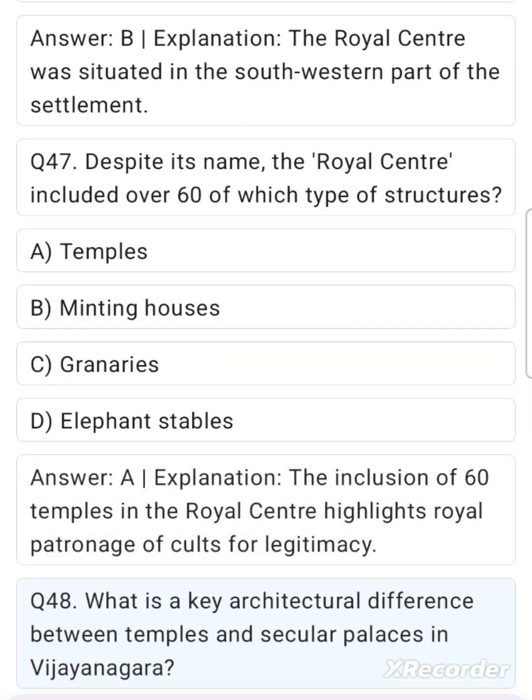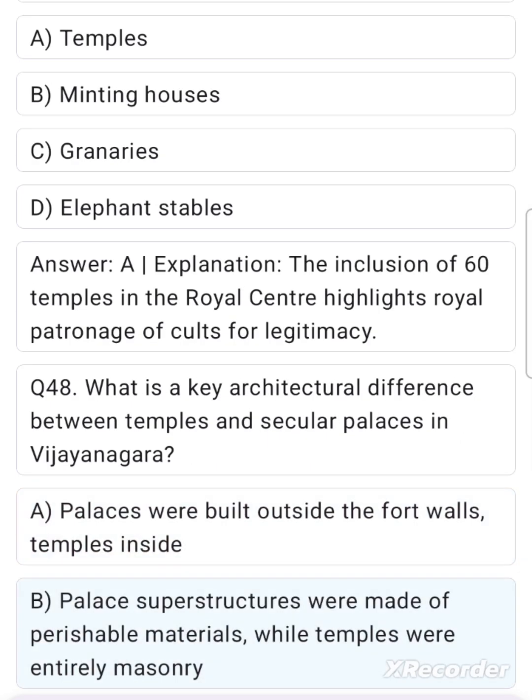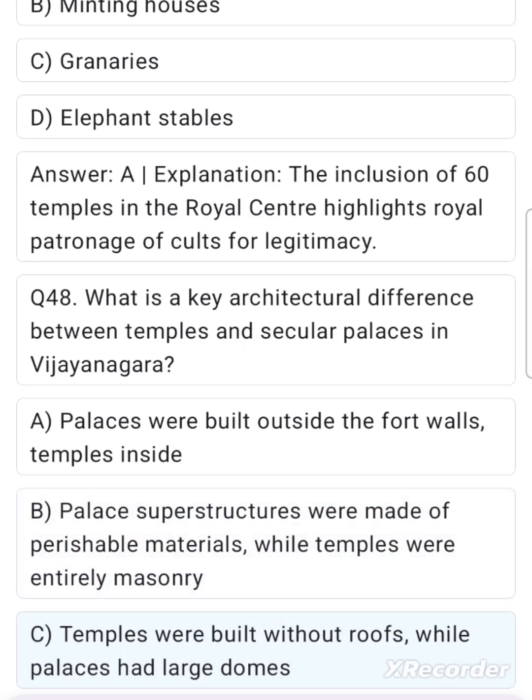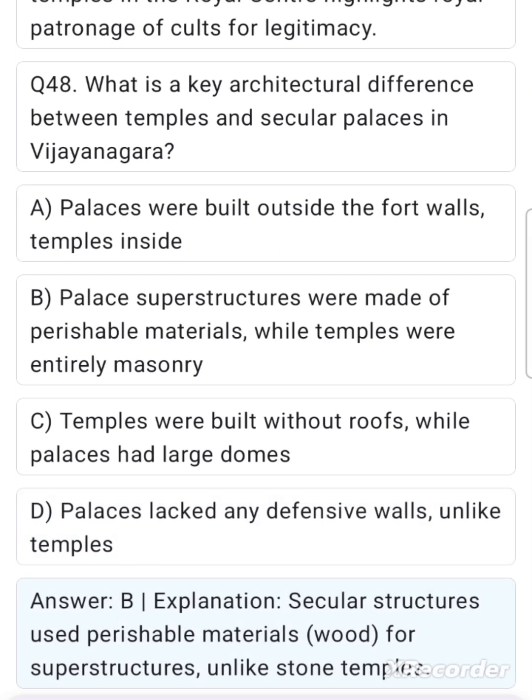Q48. What is a key architectural difference between temples and secular palaces in Vijayanagara? A. Palaces were built outside the fort walls, temples inside. B. Palace superstructures were made of perishable materials, while temples were entirely masonry. C. Temples were built without roofs, while palaces had large domes. D. Palaces lacked any defensive walls, unlike temples. Answer: B. Explanation: Secular structures used perishable materials, wood, for superstructures, unlike stone temples.